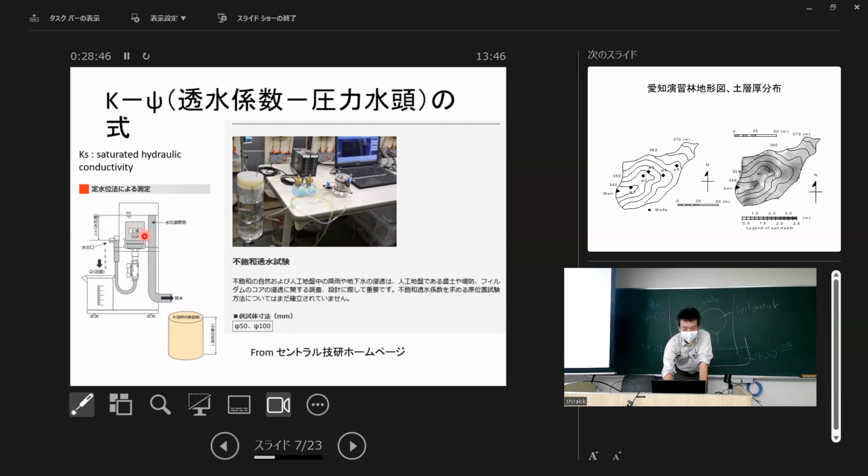So this is a method for measuring the saturated hydraulic conductivity. Hydraulic conductivity means the permeability, and the S means the saturated. So Ks, we can check like this.